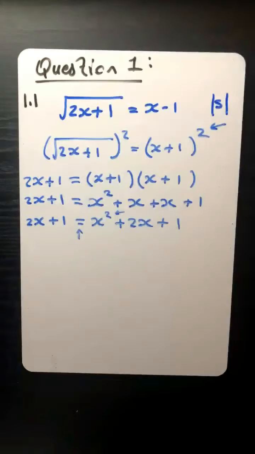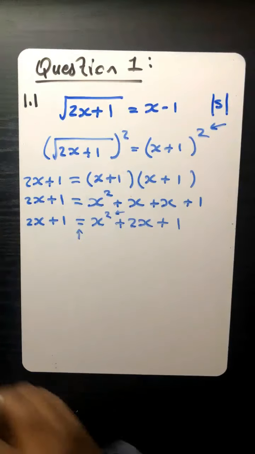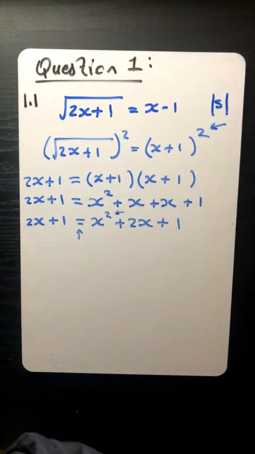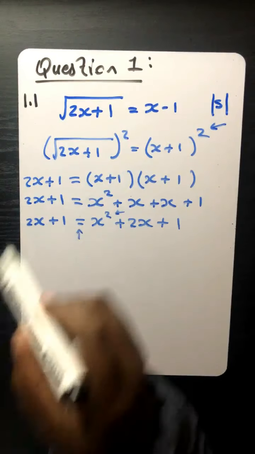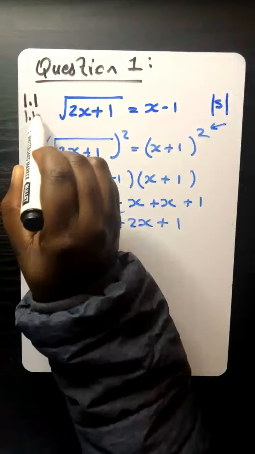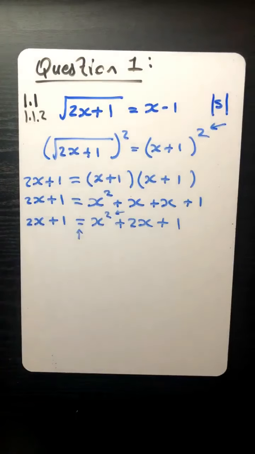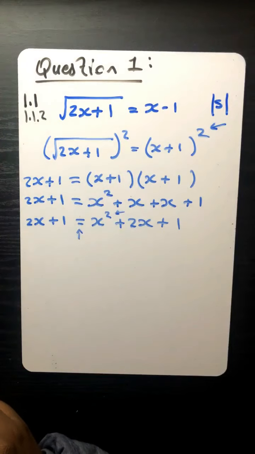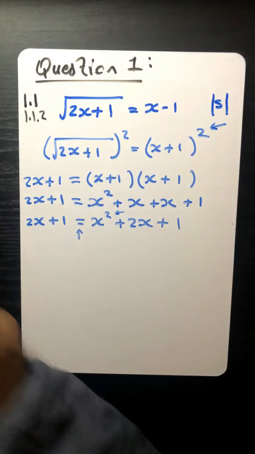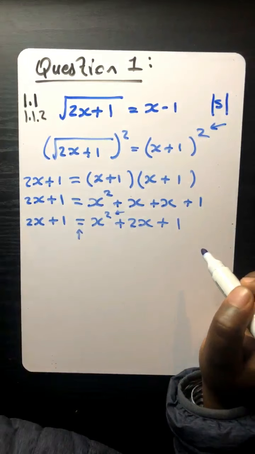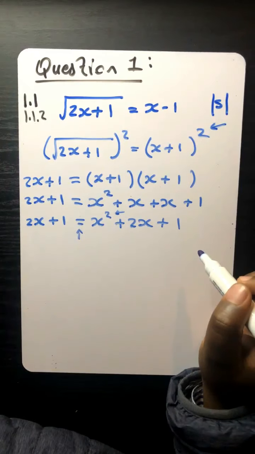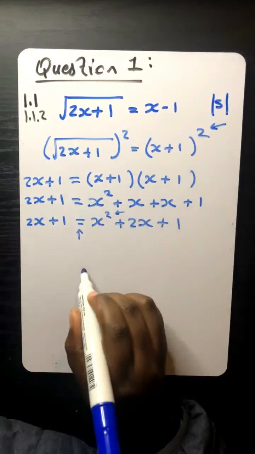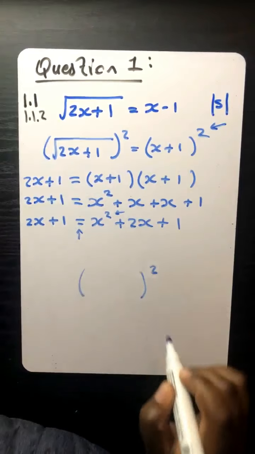Okay, sir. On 1.1.2, the equation says root of 2x plus 1 is equal to x minus 1. So why after squaring is it positive 1 instead of negative 1 squared? Why after squaring is it positive 1 and not what? Not negative. Oh, okay. Thanks for that question, Tumelo.